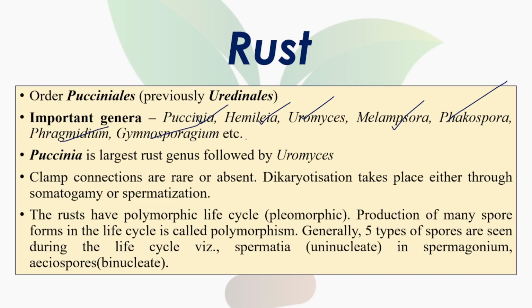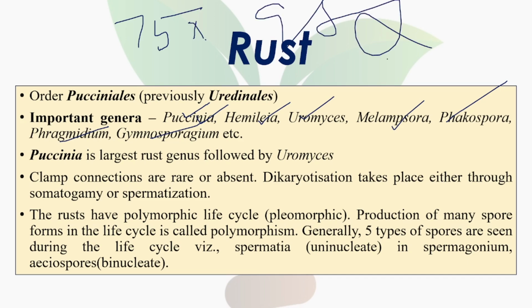Everywhere, in the majority of cases we encounter Puccinia. For example, I would say 75% of the rust diseases, among that 75%, 95% of the cases are associated with Puccinia. Around 8,000 species of Puccinia graminis tritici have been reported so far. 8,000 plus species are classified under this genus. See how large a genus it is. Puccinia is one of the largest rust genera, followed by another genus called Uromyces. Generally, clamp connection is very rare, or sometimes absent, in the rust genera.